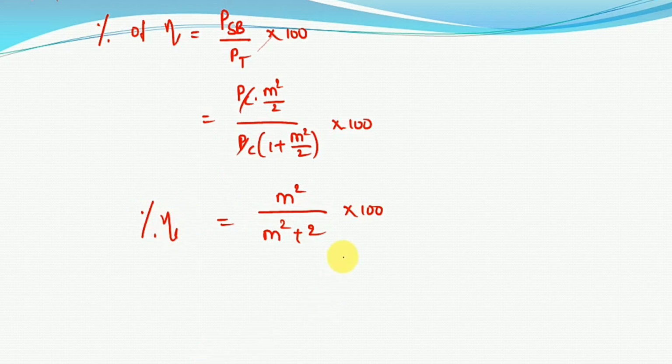From this expression, I can say that the percentage of efficiency value will depend only on the modulation index. We have seen the waveforms of an AM signal for different modulation index, that is m less than 1, m equal to 1 and m greater than 1. Let us see the cases for different values of m. What happens to the value of efficiency?